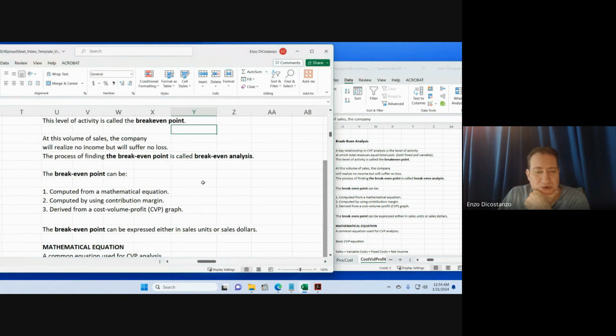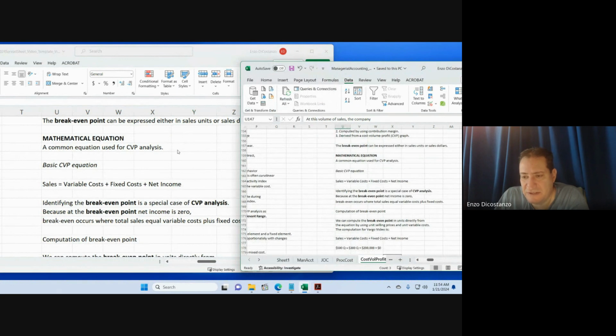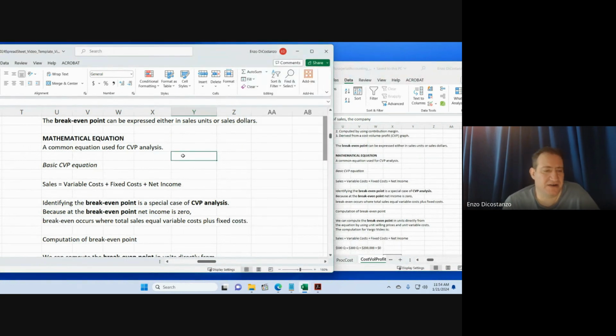You want the mathematical equation, you want to use a contribution margin, and then you can use a graph to determine break-even points. This is across many courses, so it's good that you're getting my take on this. Look at this very basic equation: variable cost, fixed cost, and then what your income would be. We take it a step further with this.